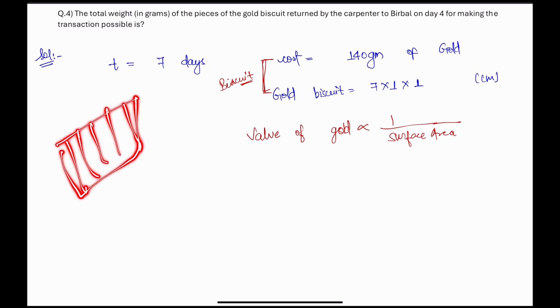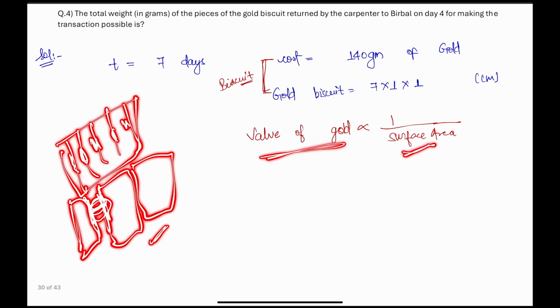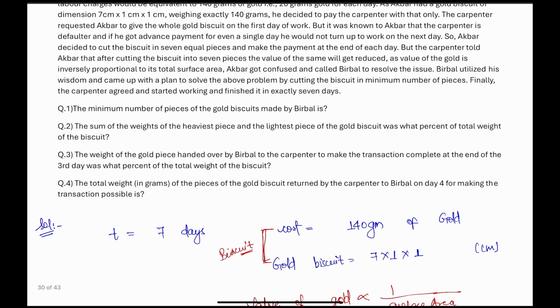It's correct. If we divide more, this area is twice the area, because this is also an area and this is an area. Previously it was joined, no area was there, but now this is also formed, this is also formed. So the more pieces you make, the more the surface area will increase and the value of the gold will decrease. Okay, great. Inversely proportional.